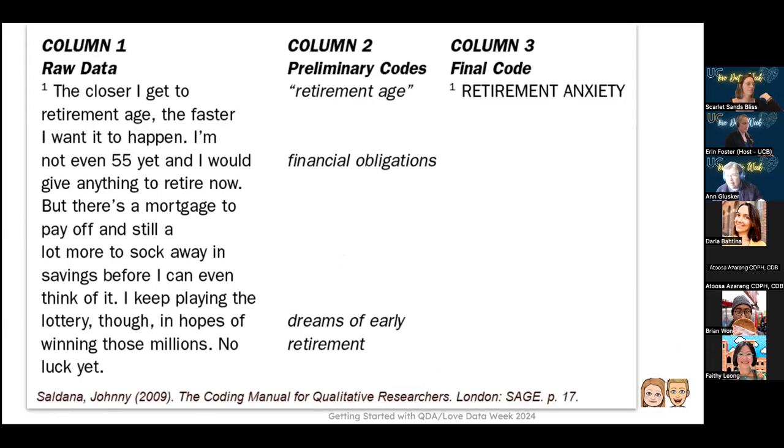So the left-hand column, the raw data. This is what the person actually said when you interviewed them. Then depending on your own focus and what your research is about, you might come up with these preliminary codes: retirement age, financial obligations, dreams of early retirement. Personally, the final column 3, I would call that a theme. And I'm not sure retirement anxiety is the theme I would pick, but fair enough. I'm not in this data either. So this is a good visual representation of what you're aiming at in general.